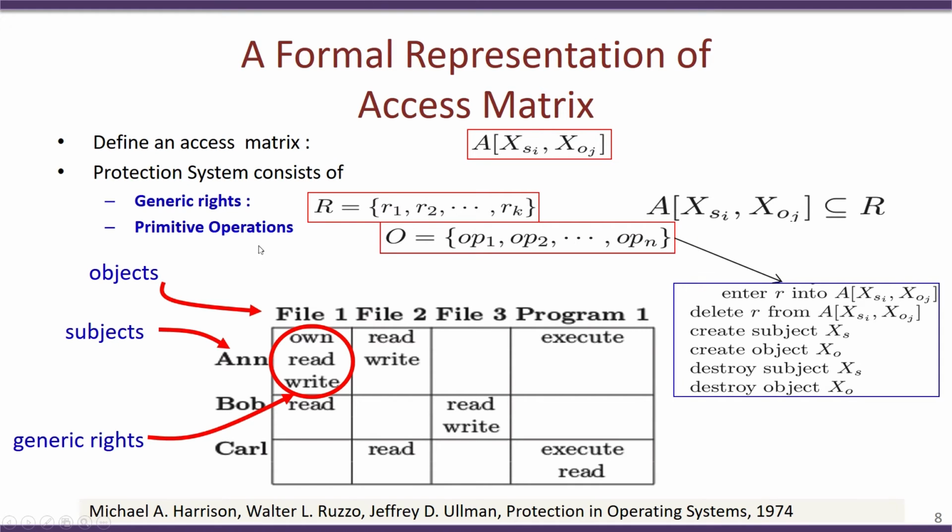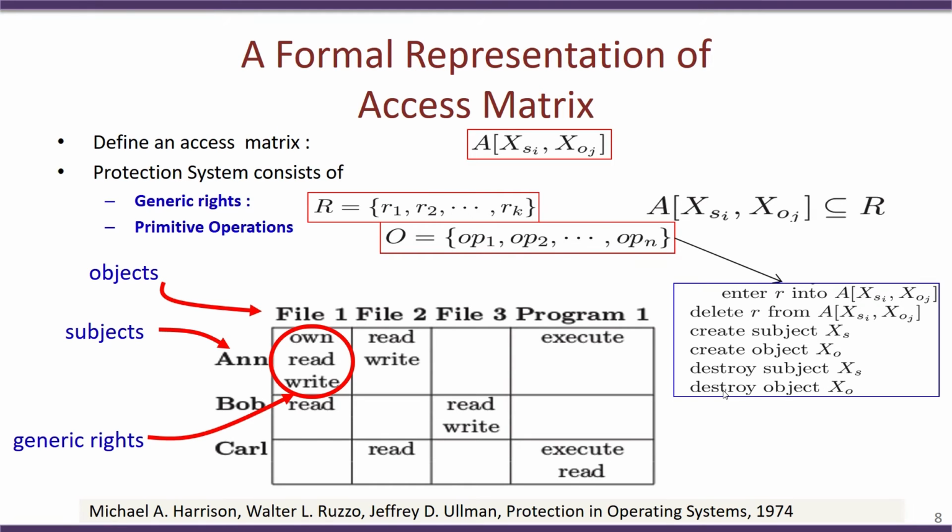And we have some primitive operations which are defined by the set O. There are 6 of them, which define what operations can be performed on this particular matrix. For example, you can enter a right R into a particular cell A[xsi, xoj]. For example, I can enter a right to read in a particular cell such as this. Similarly, you can delete a right from a particular cell, create subject, create object, destroy subject, and destroy object.